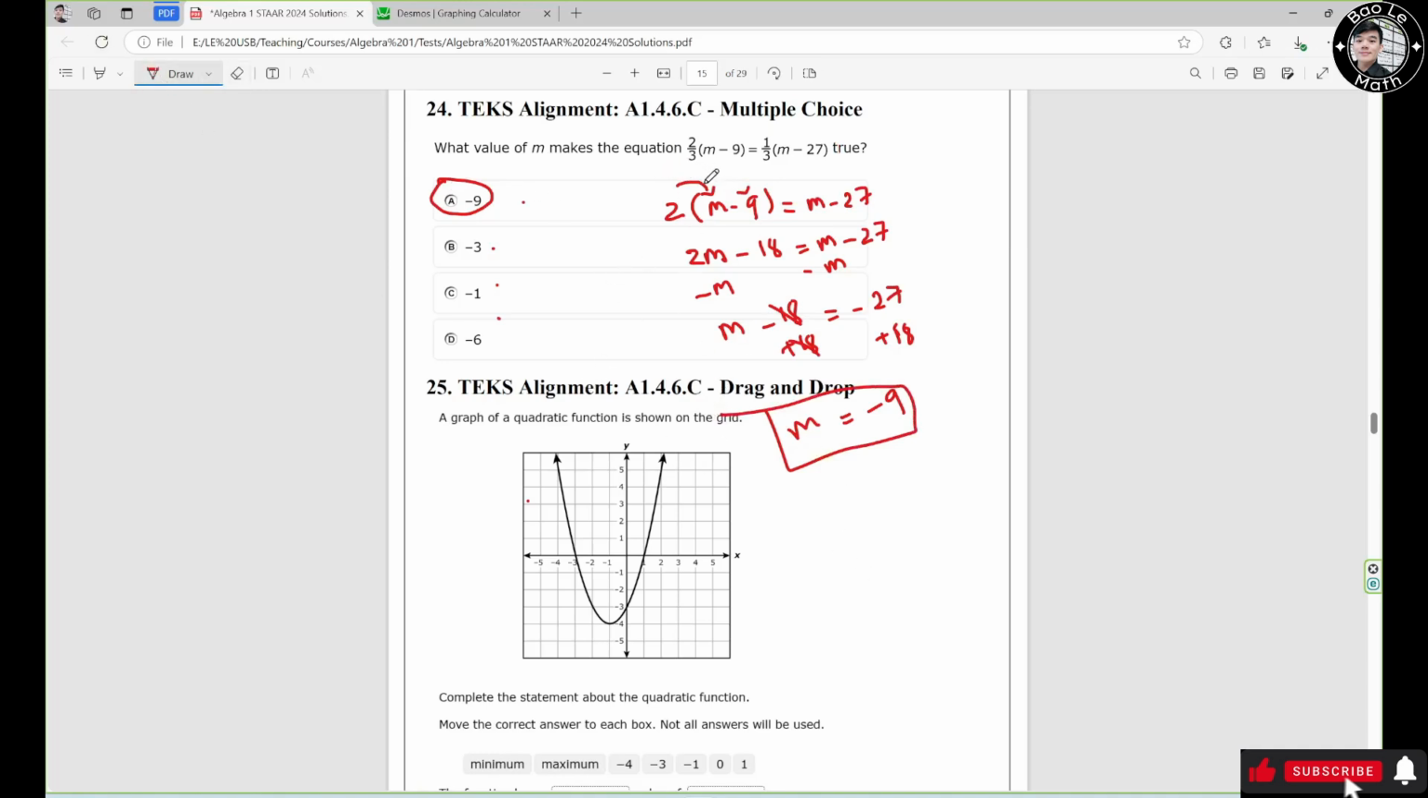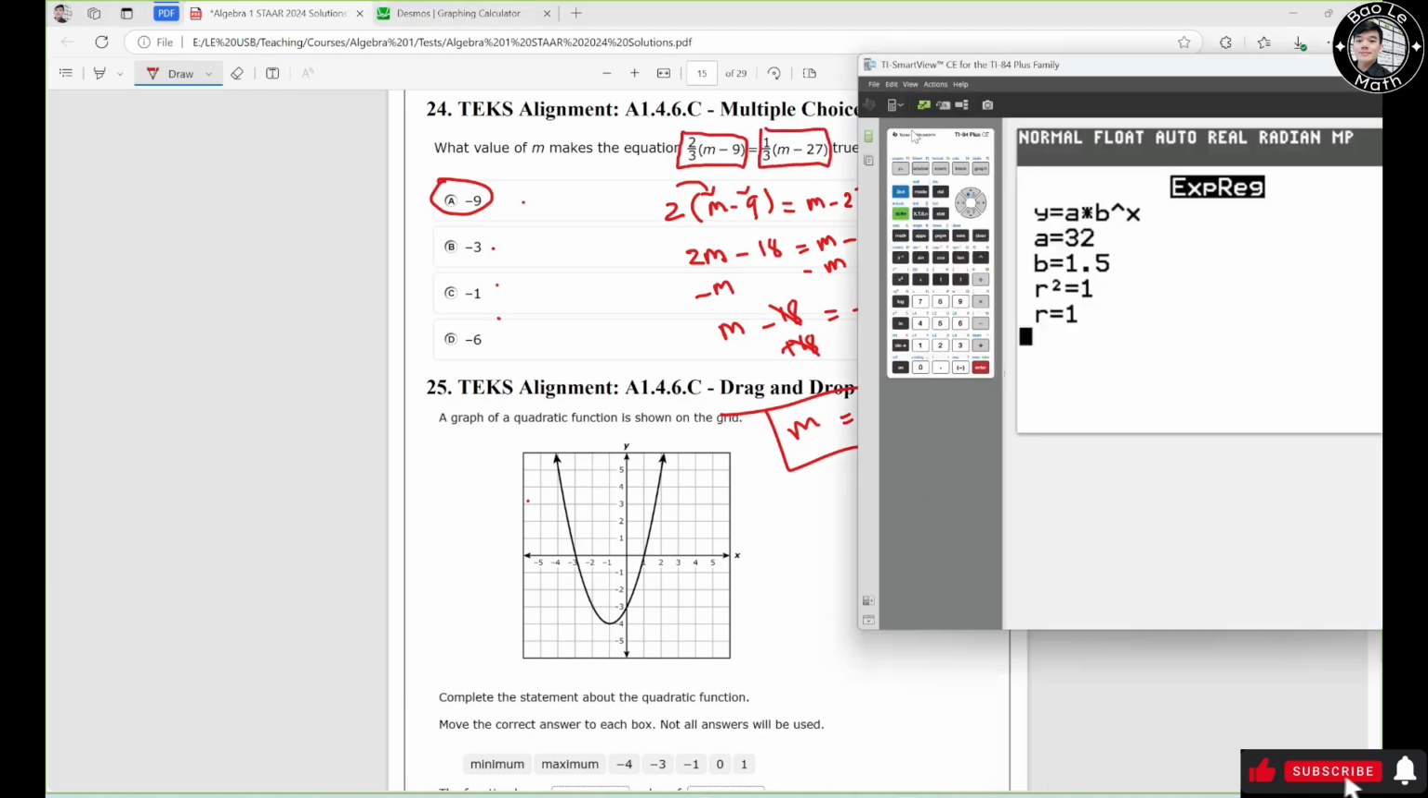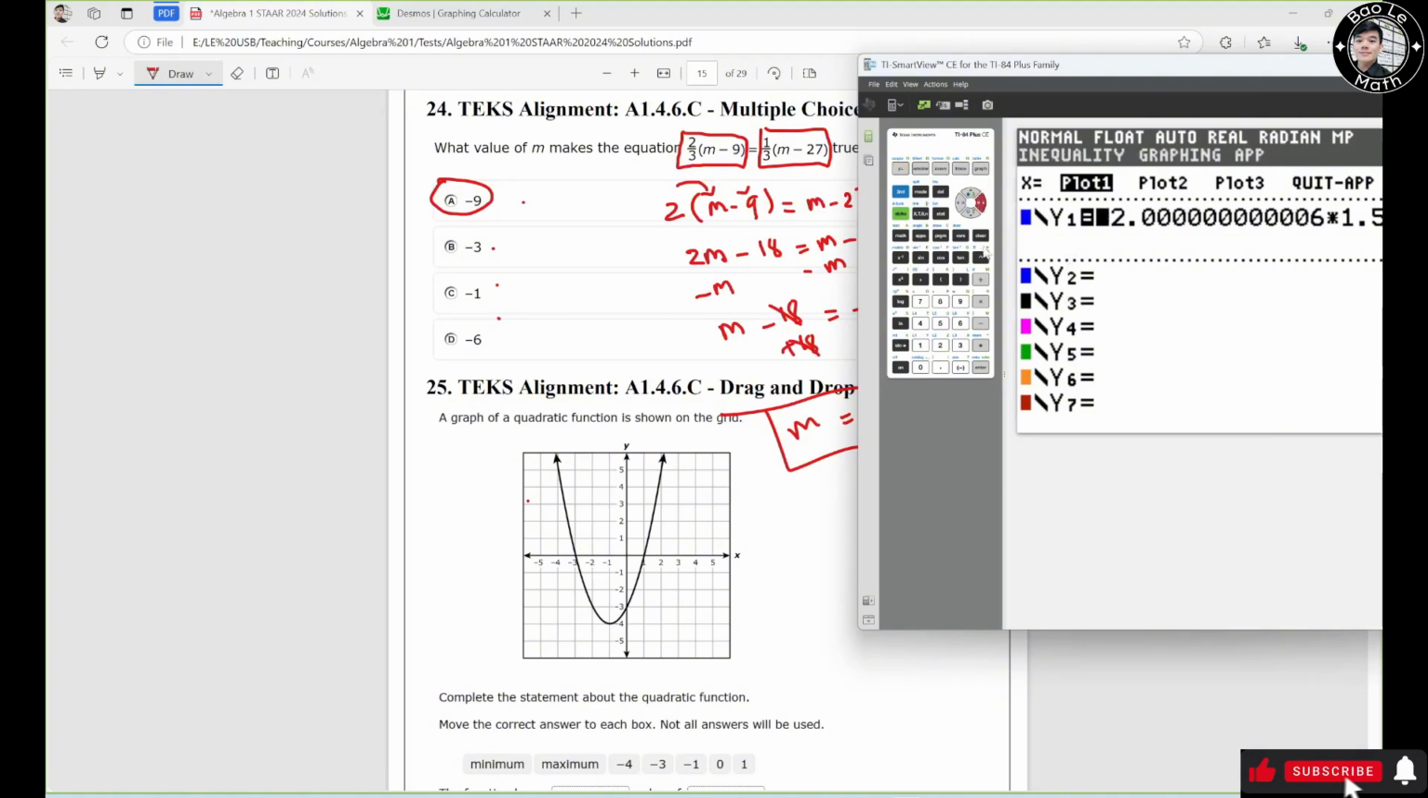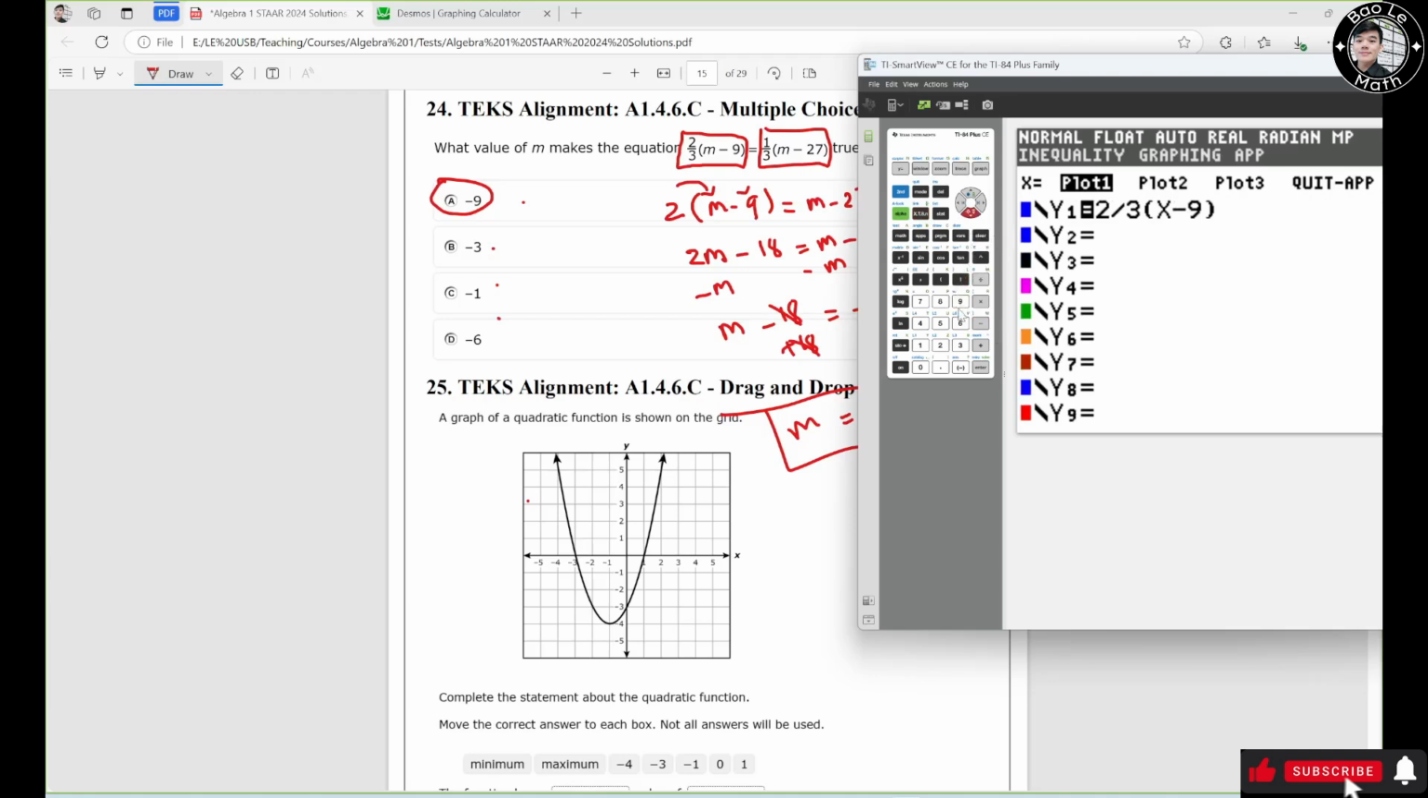Now the third way is to use the calculator. We separate this one. This one is the first equation, and this guy is the second equation. So we bring up the calculator. We press y equals. Now we input the equation: 2/3 times (s minus 9). And the second equation is 1/3 times (s minus 27), close parenthesis. Don't forget the parenthesis, and hit graph.